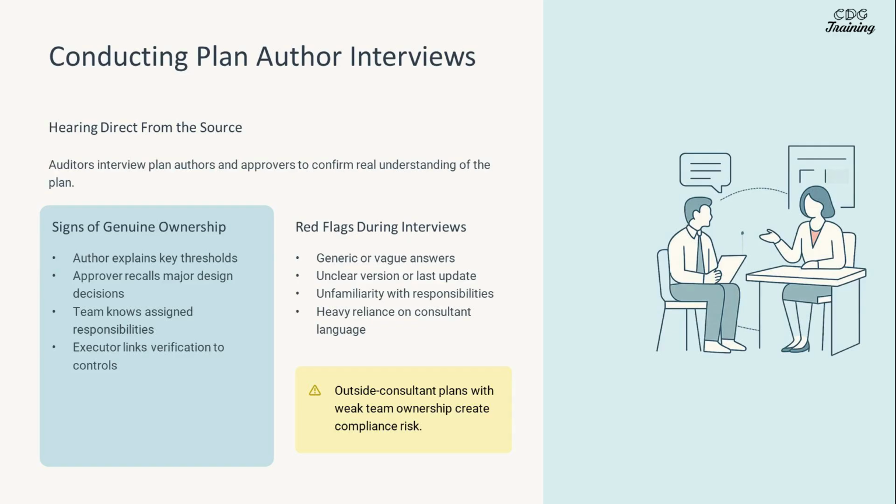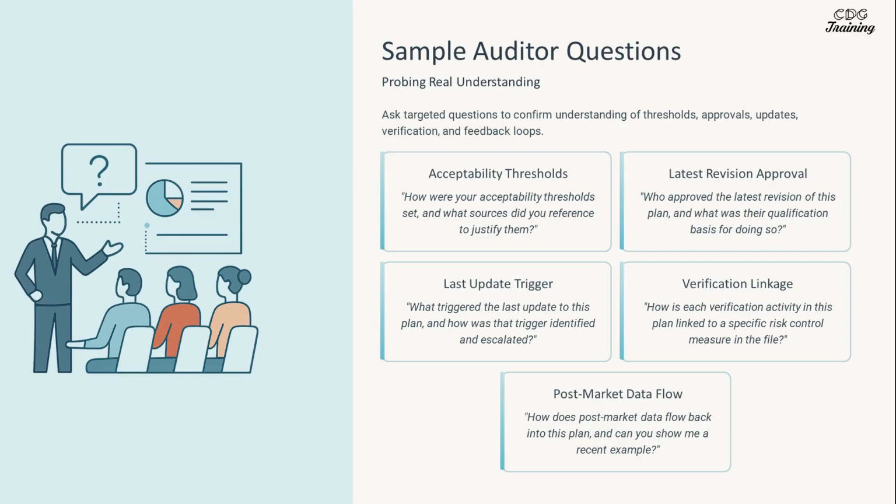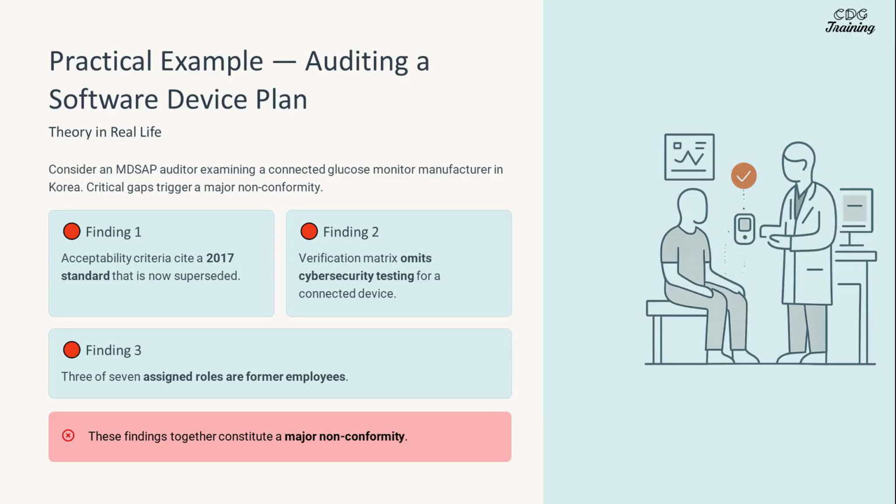Auditors interview plan authors to confirm real understanding of the plan. Genuine ownership is shown when authors explain key thresholds and reveal major design decisions. Targeted questions help confirm understanding of thresholds, approvals, updates, verification, and feedback loops. These questions probe real understanding and compliance. Consider an auditor examining a glucose monitor manufacturer in Korea. Critical gaps, such as outdated criteria and former employees, trigger a major nonconformity.